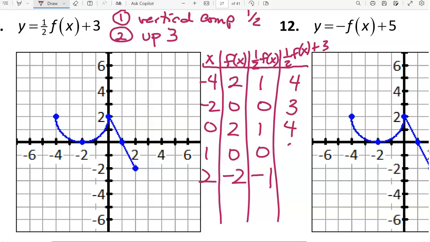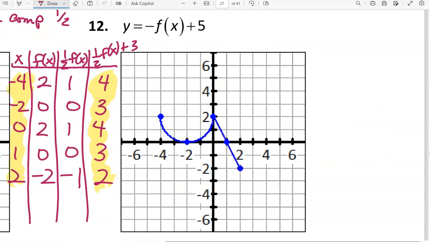And now we're going to graph the x's and the y's, which are in the final column, since y is equal to 1/2 times f of x plus 3. Negative 4 comma 4, negative 2 comma 3, 0 comma 4, 1 comma 3, and 2 comma 2. And we have a vertically compressed graph that's been moved up 3.